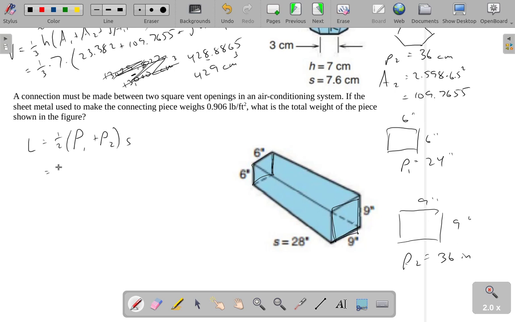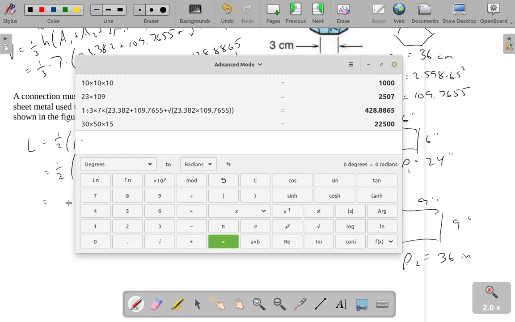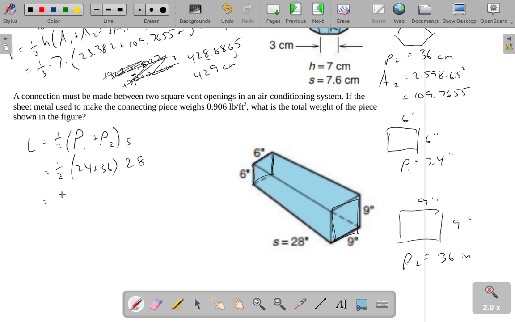All right, so that means the lateral surface area would be 1/2 times 24 plus 36 times the slant height, which is 28 inches. So 1/2 times parentheses 24 plus 36 times, what was it, 28? We get 840 square inches. That is the lateral surface area, or it's the amount of sheet metal, not counting any overlap, of course. We're not counting any overlap here. We're just saying what the lateral surface area is. So that's 840 square inches.